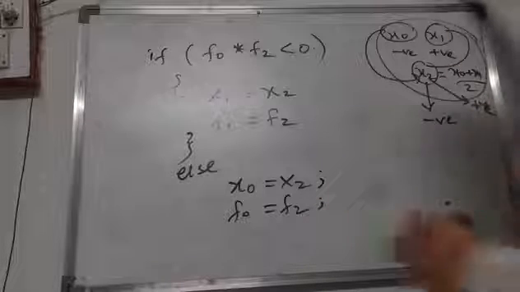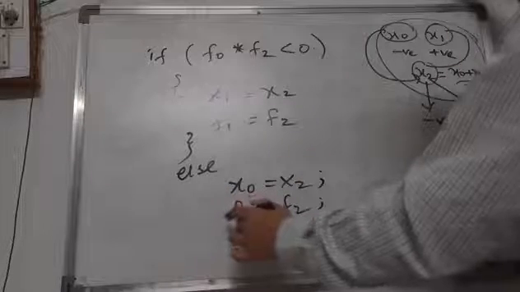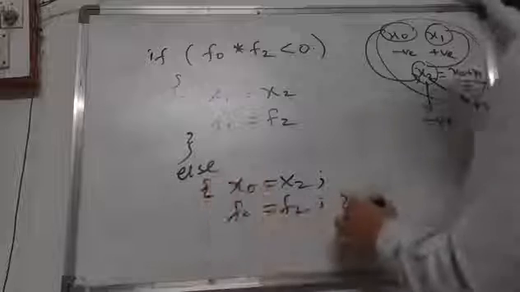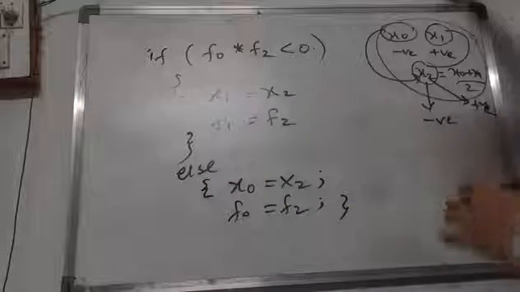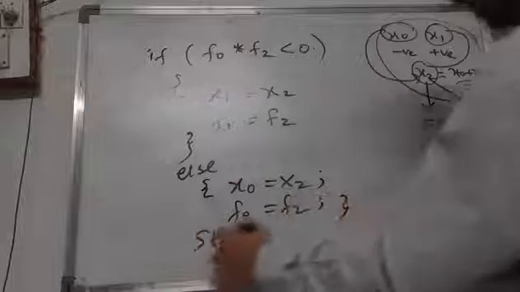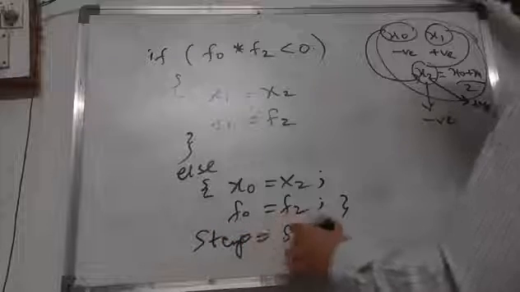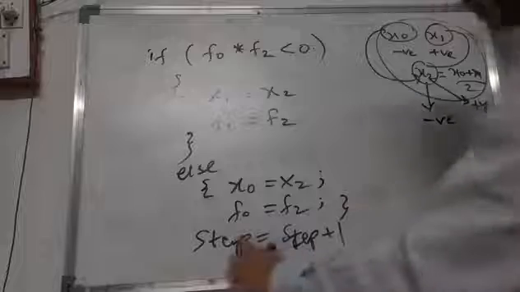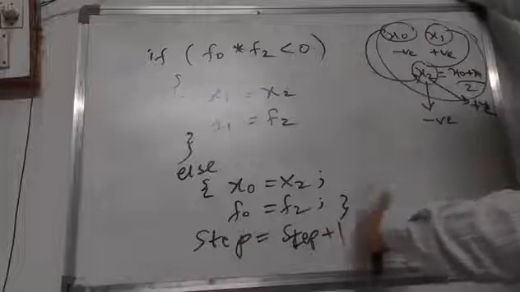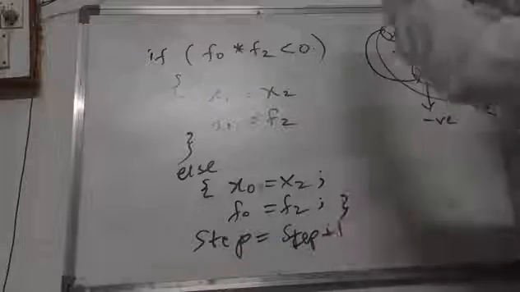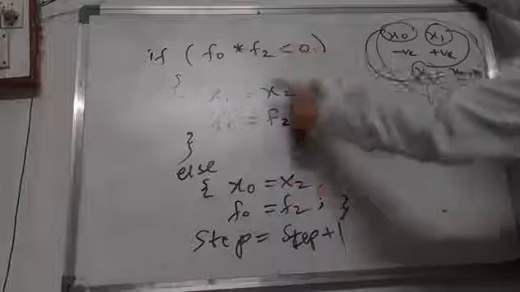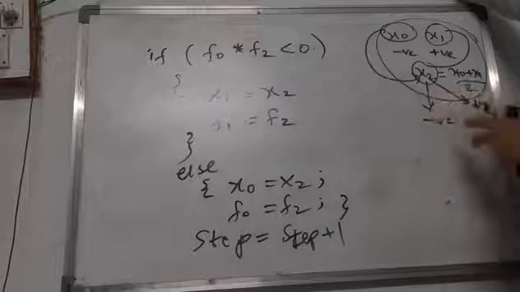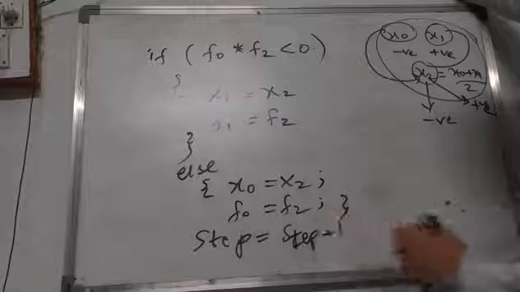After this condition execution, now we have to close this loop. This will be skipped. Next, the step value must be increased: step is equal to step plus 1. The step value is increased. Up to here this is the first step. These values will be executed, and this is going to be the second step.